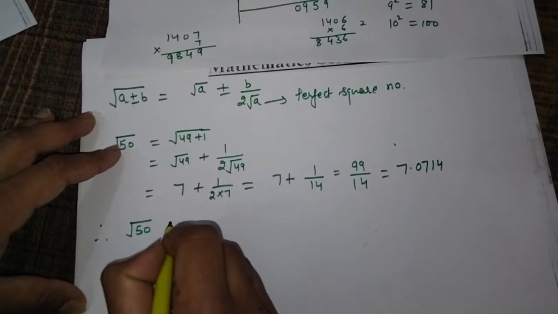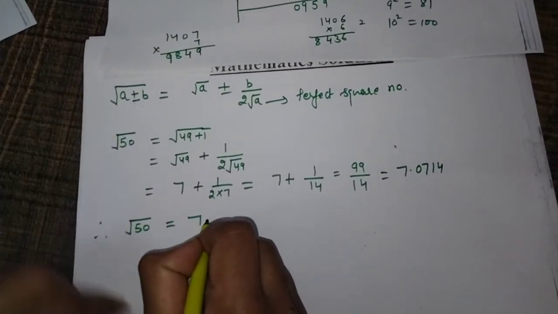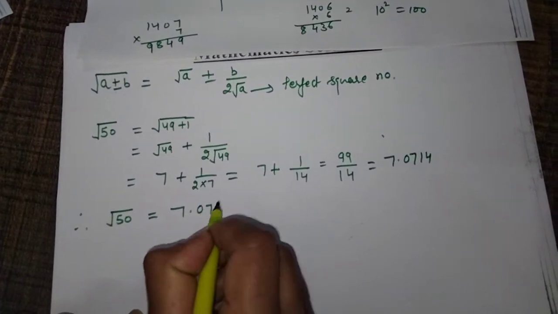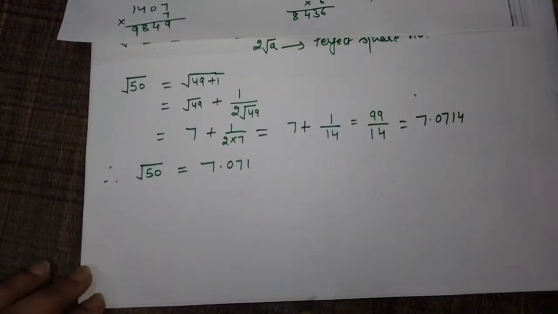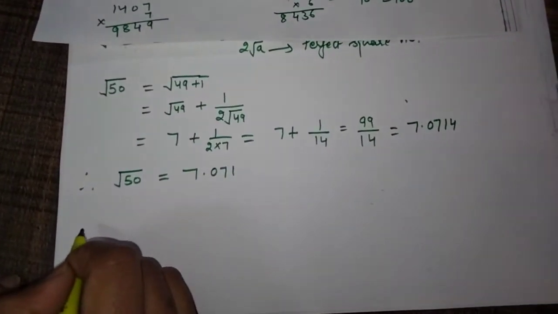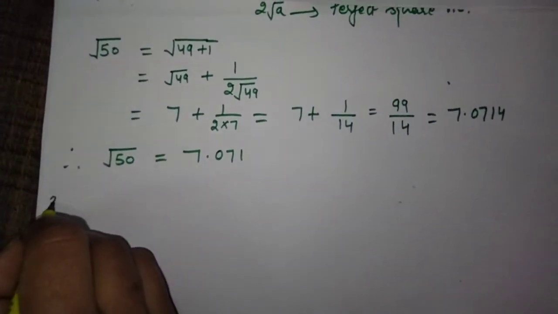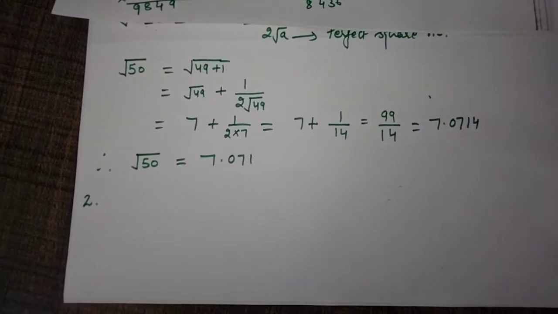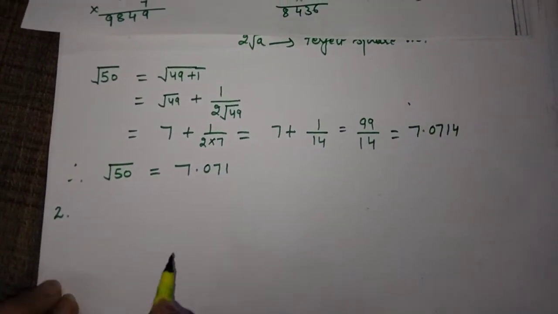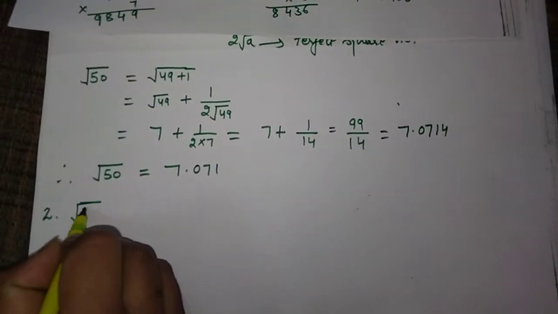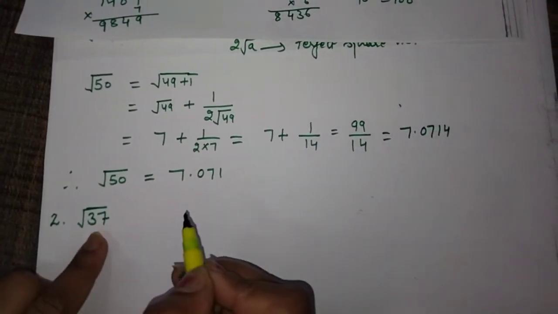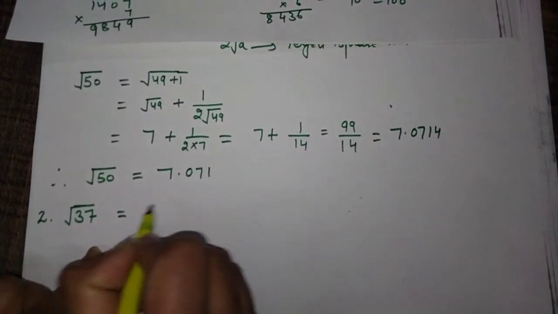Therefore square root of 50 is equal to 7.071. Let's take a couple of other examples so that you can easily understand this method. Now let the other non-perfect square number be 37. We will first do it with the short trick method.